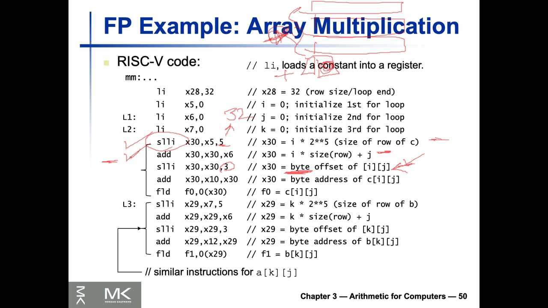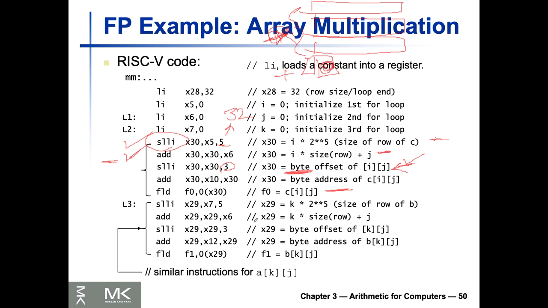Now, we need to add this sum to the base address of C, because we are writing again onto C itself. Okay, we started from the base address. Whatever we wanted to add, we want to write to the base address of C, giving the address of CIJ, right? And then we load the double precision number CIJ into F0, just here. Okay.